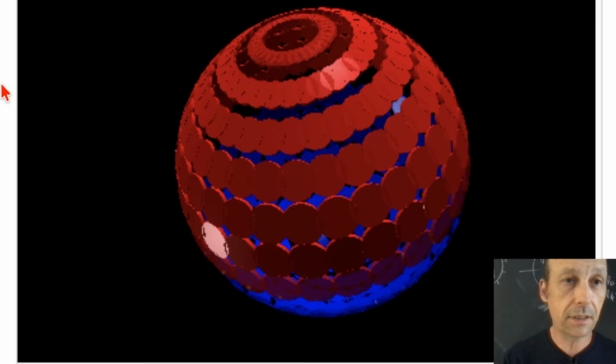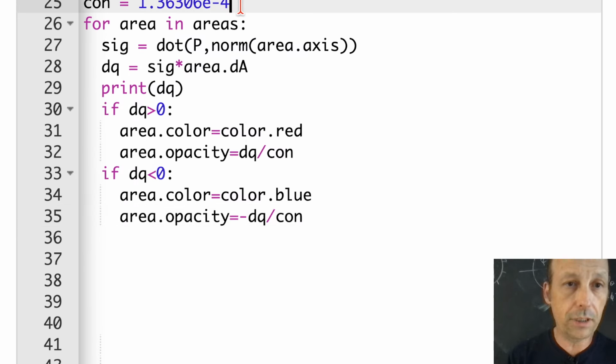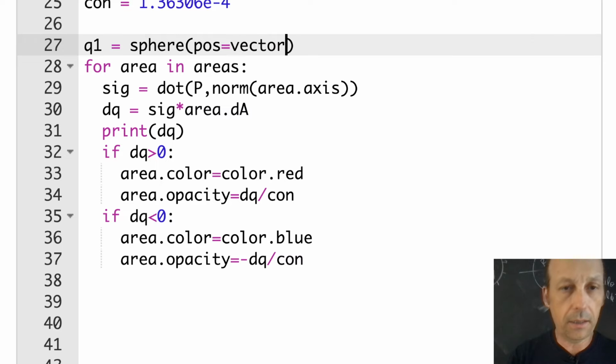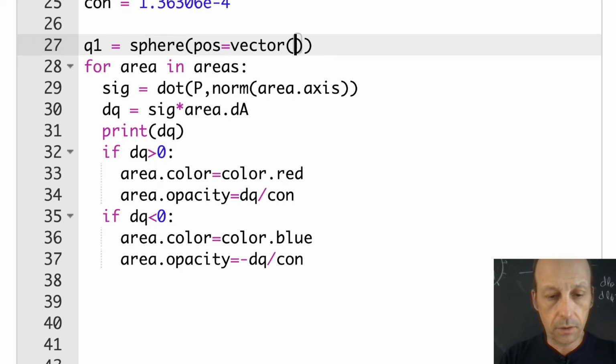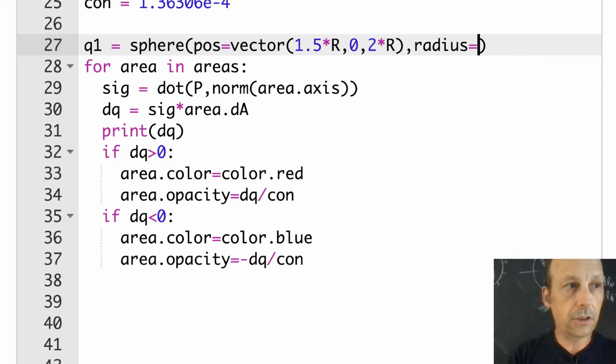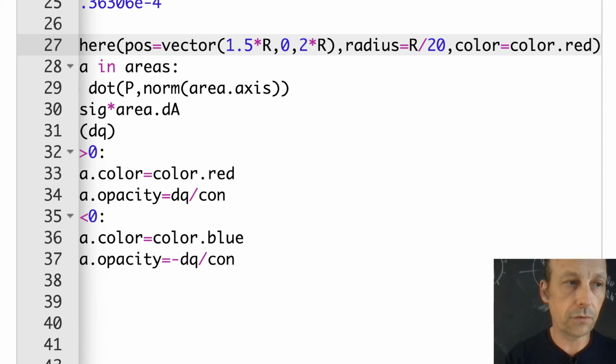Let's just do this. It shouldn't be too hard. The first thing I'm going to do is up here, I'm going to add a charge. Q1 is a sphere. Position is going to be equal to vector. I did that already. Let's say 1.5 times r, 0, 2 times r. I'm just picking some values. And then the radius is going to be equal to r divided by 20. Color equals color.red. It's a positive charge. Let's just run that and see what it looks like.